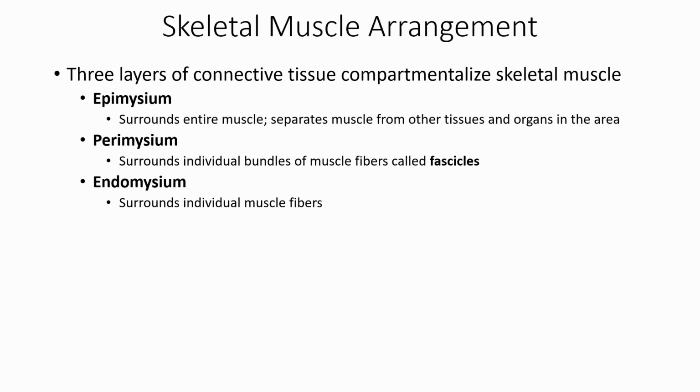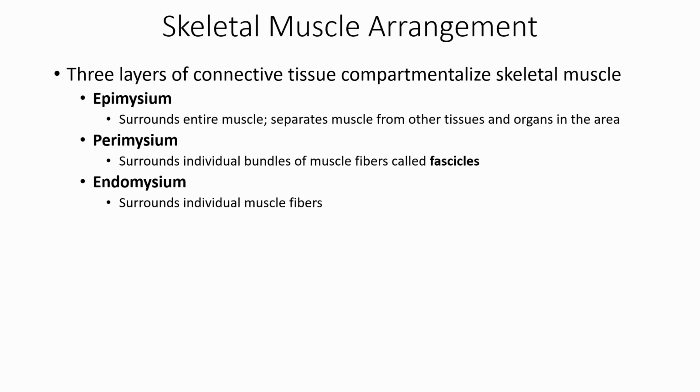So let's go ahead and talk about muscle arrangement for skeletal muscle. We have the epimysium. This is going to surround the entire muscle. It's going to separate muscles from the other tissues and organs. So it's kind of like a nice little covering all the way around that entire muscle so that we are separated from everything else. And this is something that we can use to help distinguish muscles from other things.